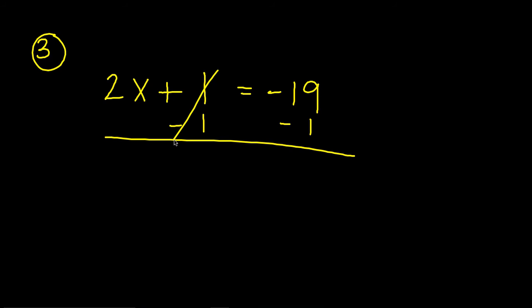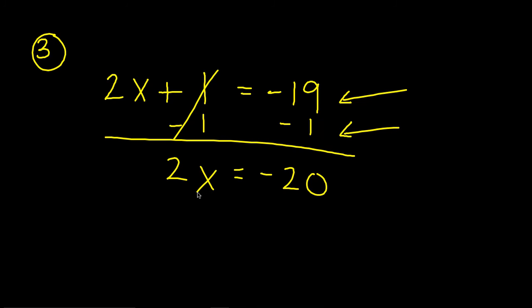Now I know negatives and positives are a little tricky for some people, and I want us to always think about money for a moment. If I owe someone $19 and then I owe them another $1, what do I owe them now? Well, the answer is I owe them $20. So we're going to write negative 20 there. We're going to bring our 2x straight down.